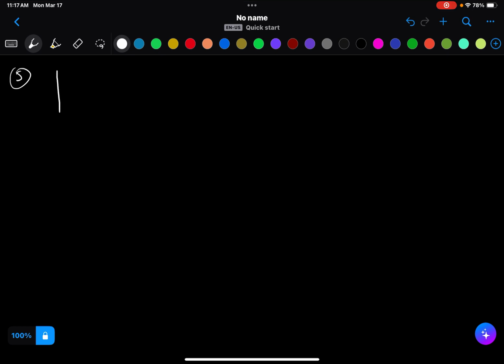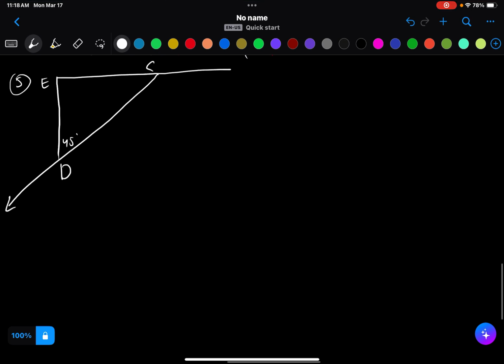All right, number 5 has this particular configuration. Angle D over here is 45 degrees. Angle E, they don't tell us. They also don't tell us what angle C is, which is up here. They tell us that this exterior angle is 140 degrees. So they're looking for E.